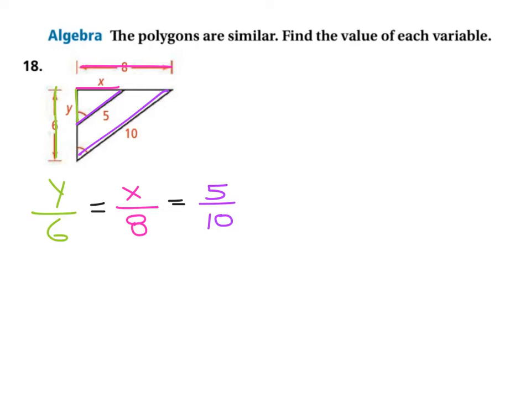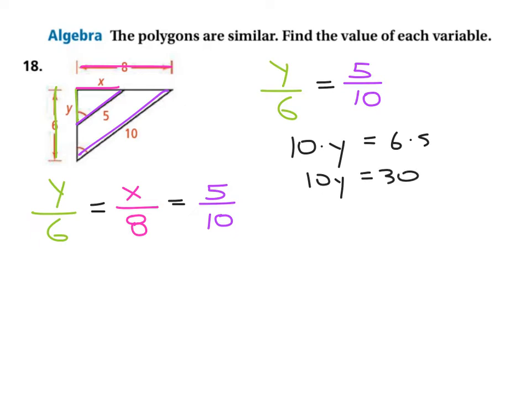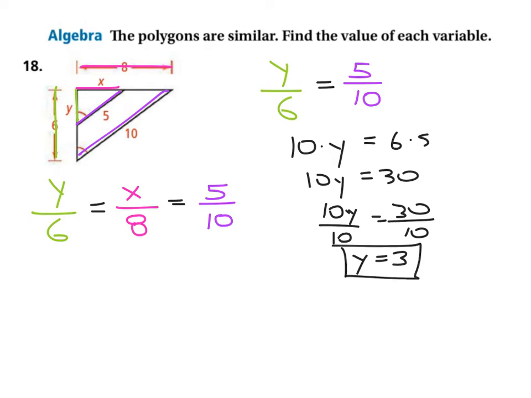Okay, now this is the extended ratio, but we could really just do any two at one time. And that's maybe the best way to do it in order to be able to solve it. We can say, for example, y over 6 is equal to 5 over 10. Then when we solve that out, we get 10 times y equals 6 times 5, or 10y equals 30. And then when we divide both sides by 10, we get y equals 3. So now we know what y is.